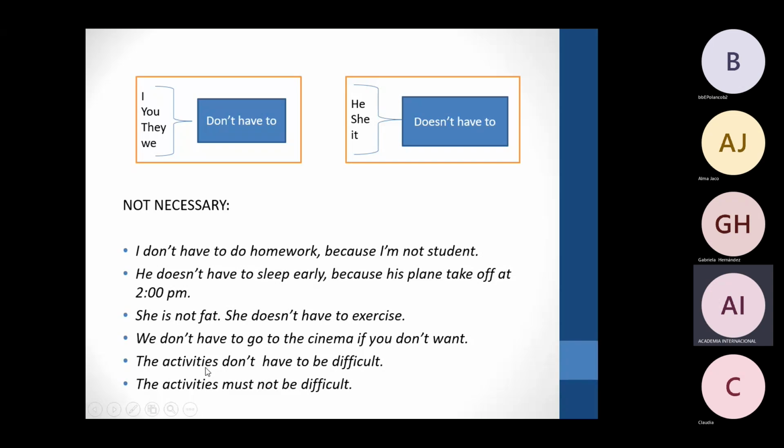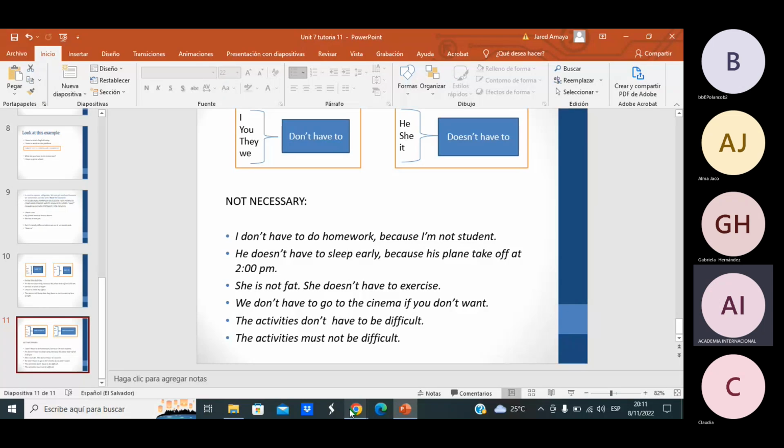Es como, no es necesario. Las actividades no tienen que ser difíciles. Solo no es necesario, nada más. Hacerla fácil. Y ya. Pero en esta ya expresa como, the activities mustn't, o activities must not be difficult, ¿ok? Y ya es una prohibición. Pero eso del must, solo lo puse ahí nada más como un ejemplo. No, en sí no es el tema.